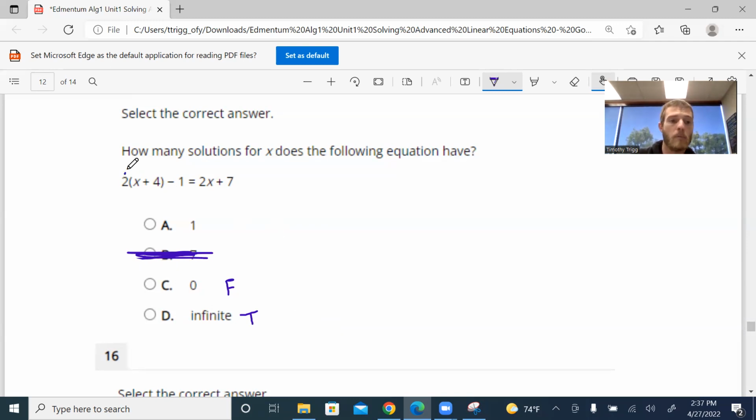Your first step here would be to distribute this 2. Keep in mind that the 2 does not multiply with this minus 1.